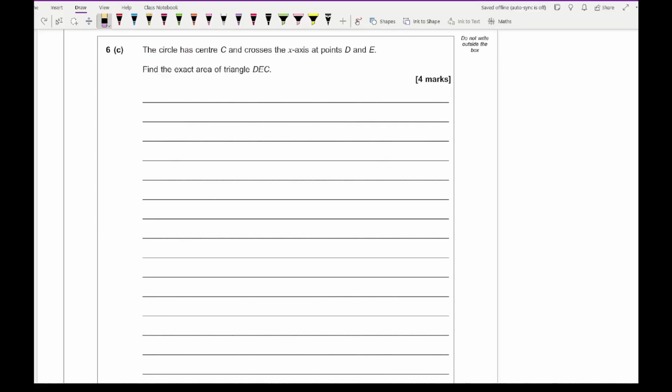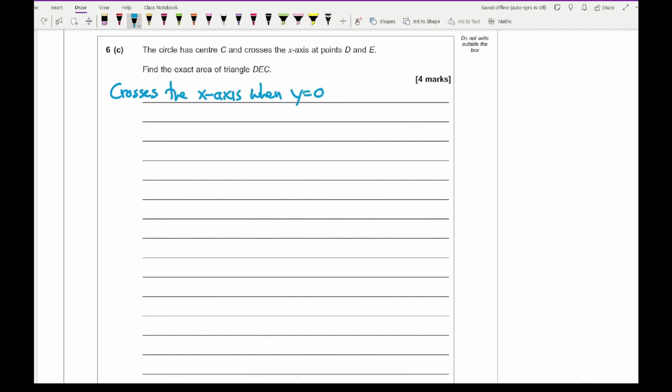Then moving on to question 6c, it says the circle has a centre C and crosses the x-axis at points D and E. Find the exact area of the triangle. So for us to find where D and E are, it crosses the x-axis when y equals 0.